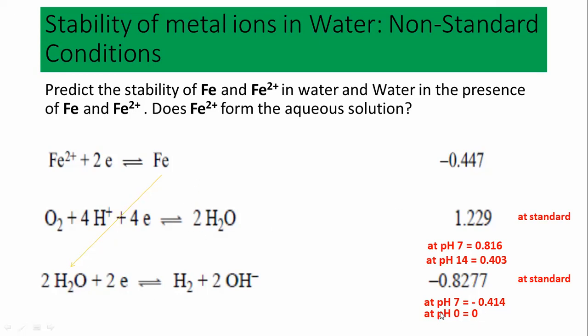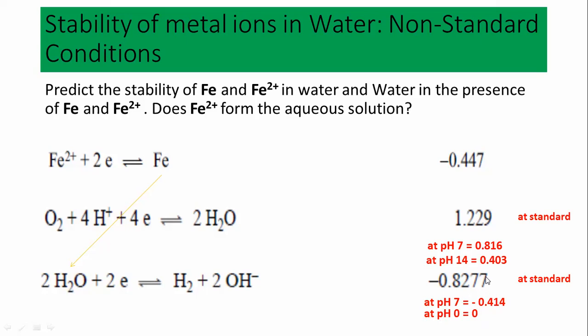That means at pH 0, which means unit concentration of the hydrogen ion, the rusting or the oxidation of iron is much faster as compared to pH 7, because it has much more positive values as compared to this value.